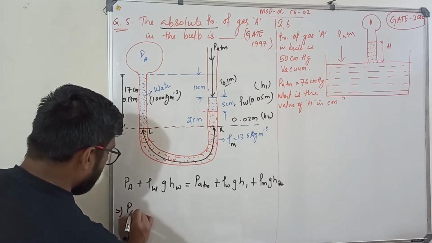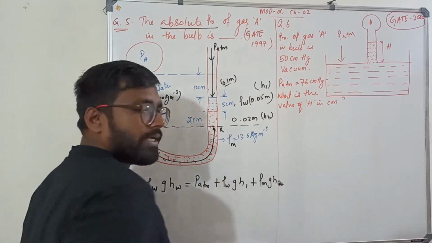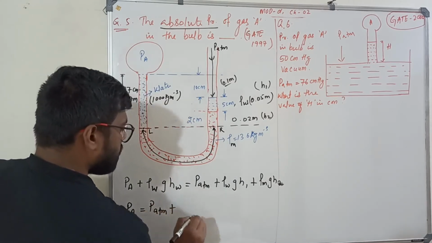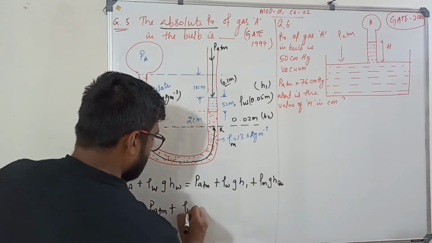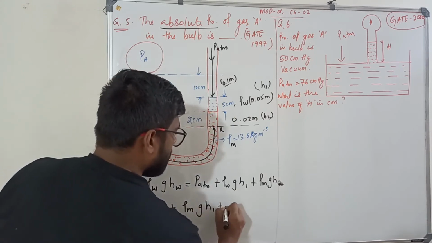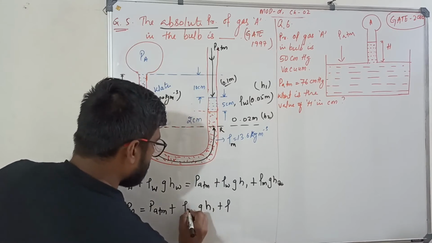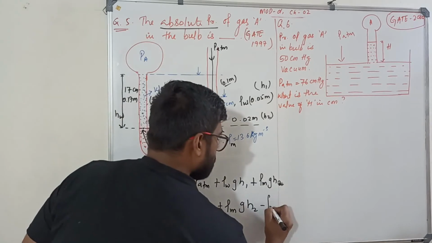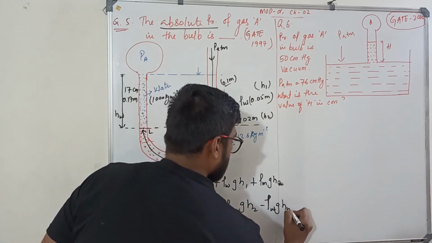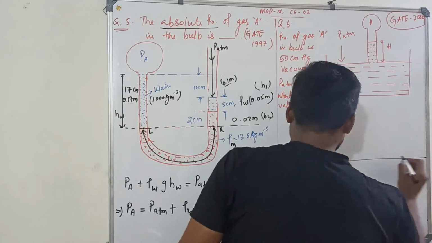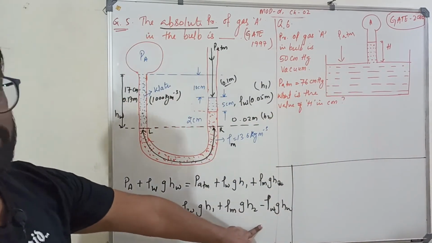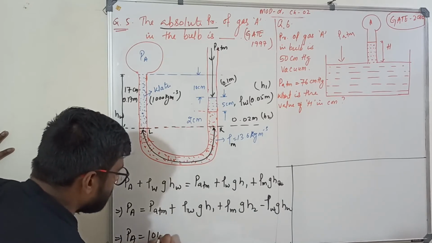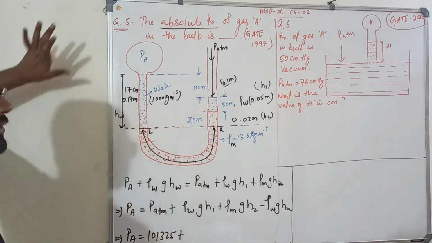Now put the formula. P_A, I need. So everything I'll take that side. P atmospheric plus density of water, 1000. Okay, let me write like this: rho water g h1, rho m g h2 minus this value, that is rho W g hW. Now this implies my P_A equals P atmospheric, 101,325 Pascal, atmospheric pressure.